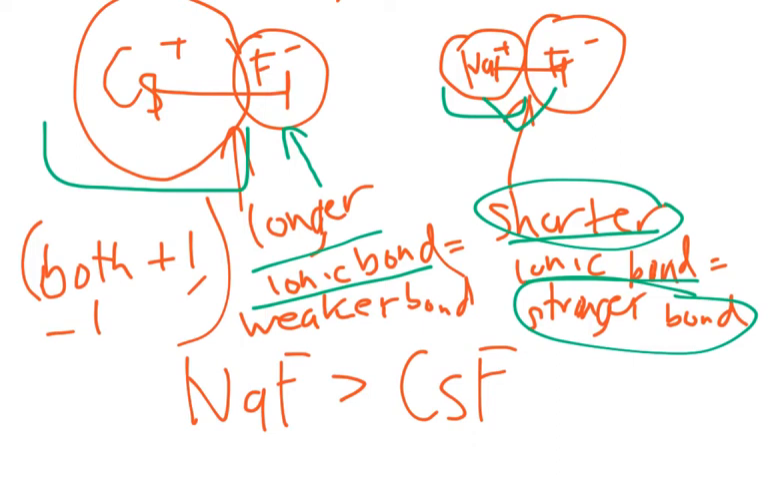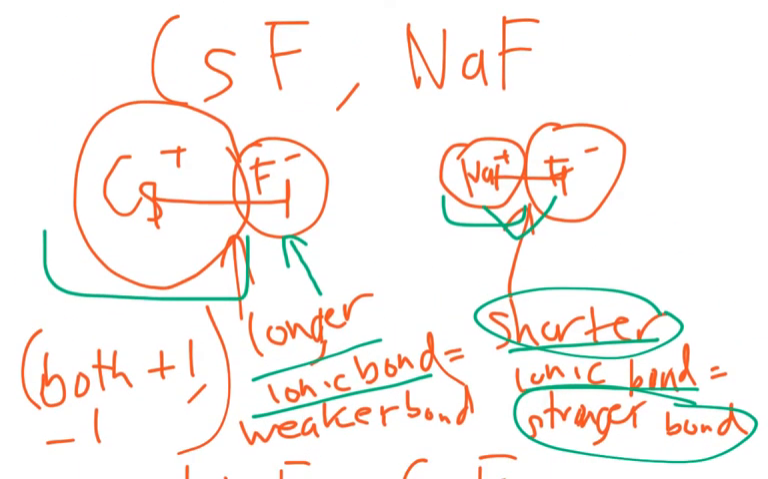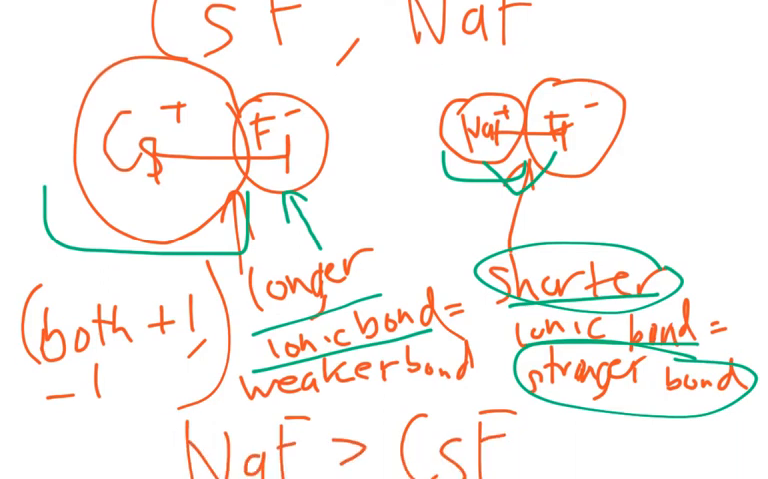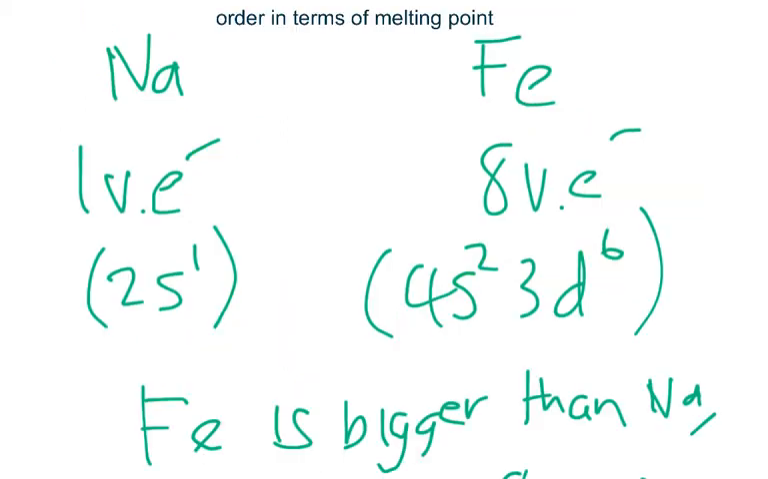So I did not consider the charges as a contributing factor to which one would have a higher boiling point, since both of them have a +1 and -1 charge. So you can't really compare them if they're both the same, right? So therefore, in the end, I concluded that sodium fluoride had the stronger bond, so it has a higher boiling point. So sodium fluoride has a higher boiling point than cesium fluoride. Now let's move on to our next question.